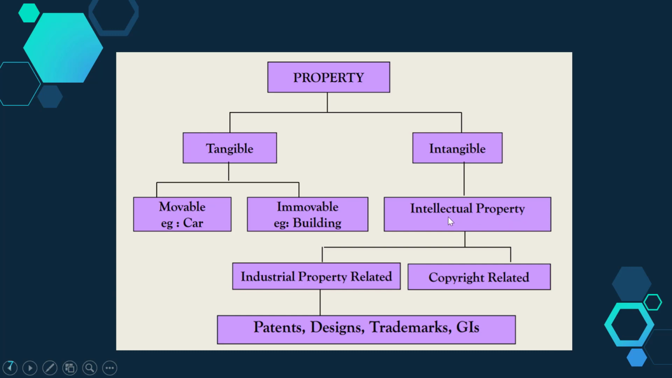Here again we have tried to divide them into two types. One is industrial property related and the second is copyright related. So industrial property related includes patent, design, trademark and geographic indications. Copyright related can be individual based.